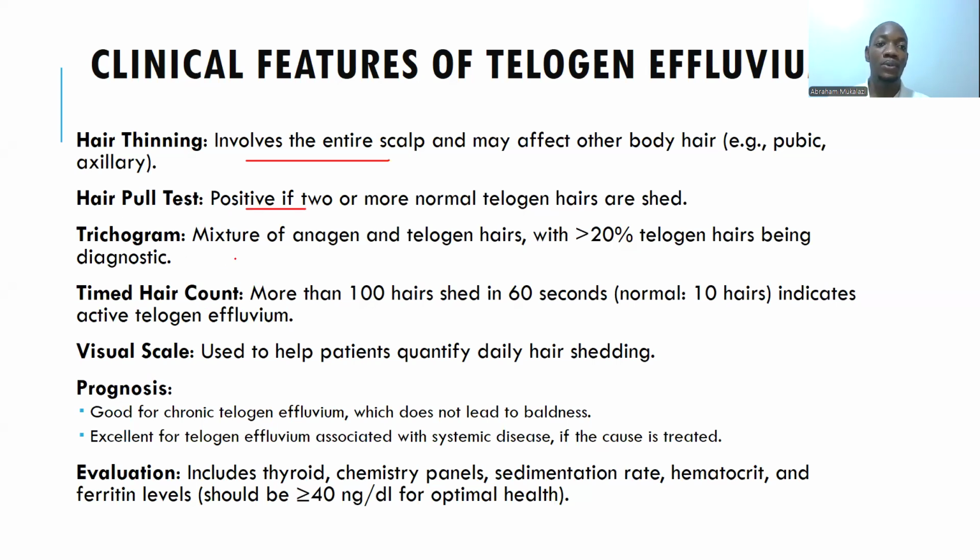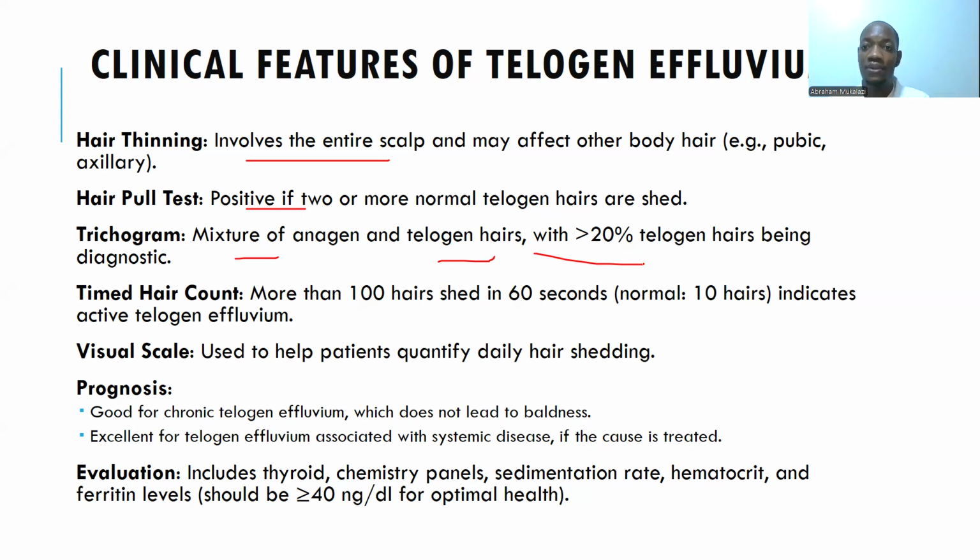And then when you do a trichogram, you get a mixture of anagen and telogen hairs. In this case, the telogen hairs will be more than 20%. And that will actually be diagnostic for telogen effluvium, meaning that when you pull out the hairs, you have to look at the tip.